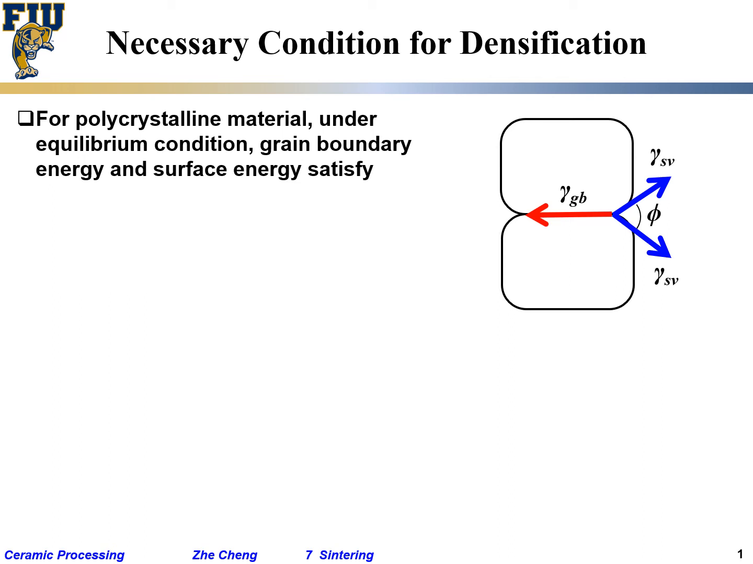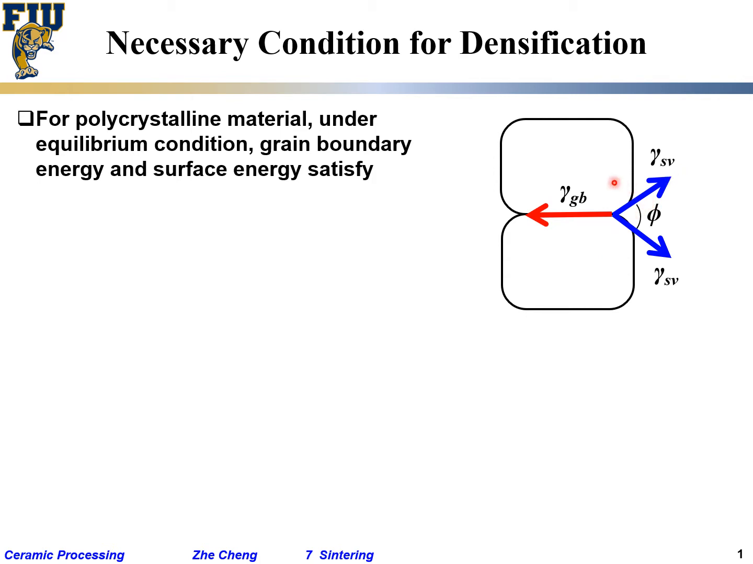So the necessary condition for densification. In order for densification to occur, we said, okay, we are looking at how many grains come together. As well, what do we look at? 2 grains come together. And here we are illustrating the surface or interfacial energy.